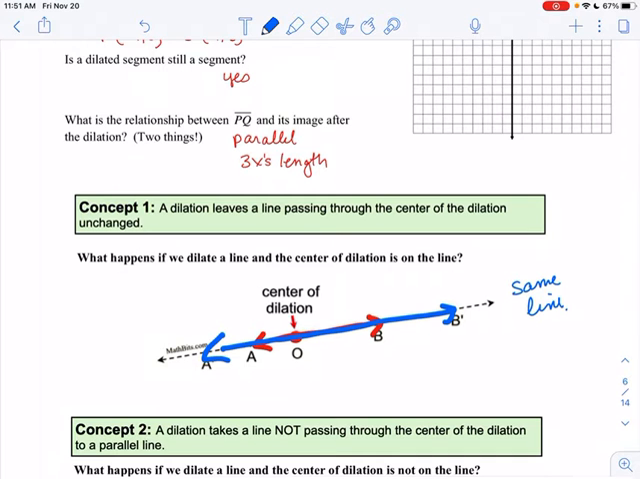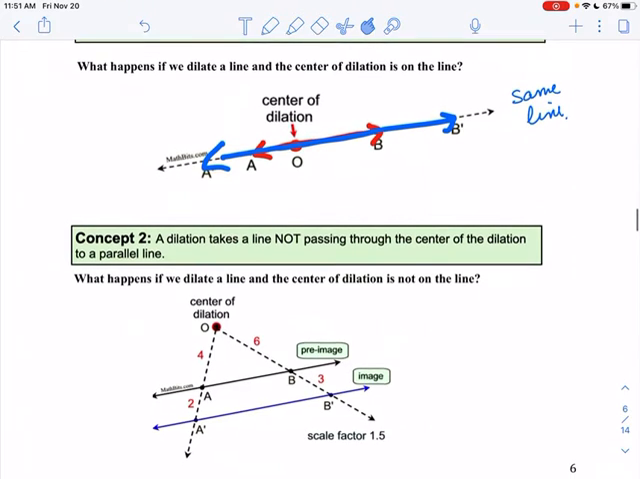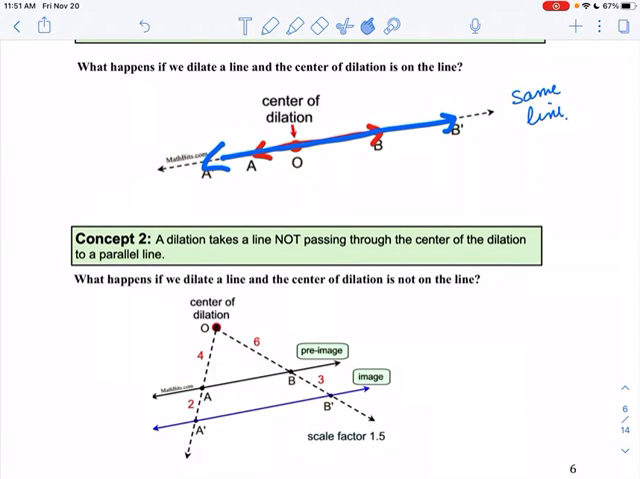A dilation takes a line not passing through the center of dilation to a parallel line. So that was like the example up above. If I have a line right here, if AB is a line, that's my pre-image, and I'm dilating from point O, which is not on the line, I get another line that is parallel to it. Now a line goes on forever and ever, so it's not like the line is going to be twice as big or 3 times as big or anything like that.